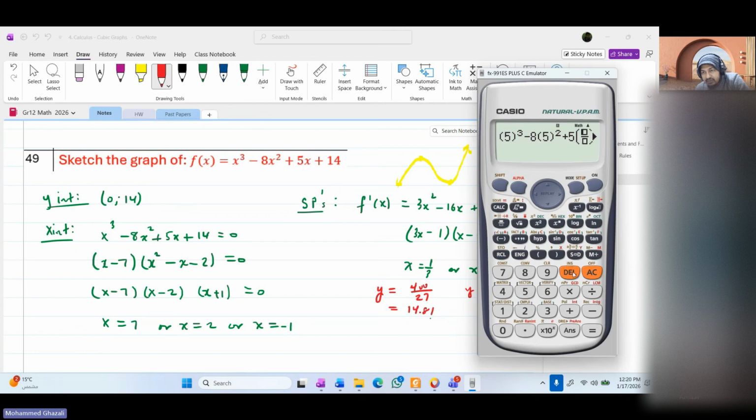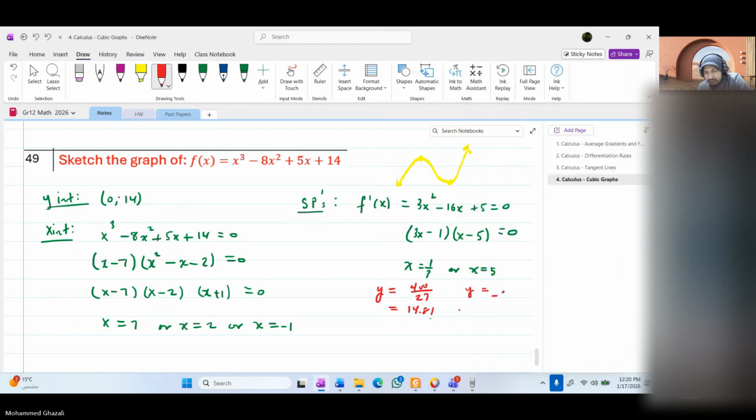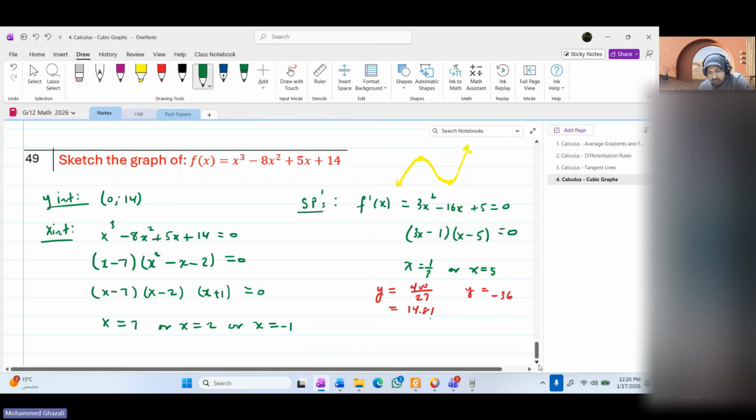One more 5 to change. Right, so I've got negative 36. So you can clearly see that at negative 36, 5 and negative 36 is a minimum, and 1/3 and 14.81 is a maximum, which conforms to our shape of the graph as well. Right, so that is sorted.